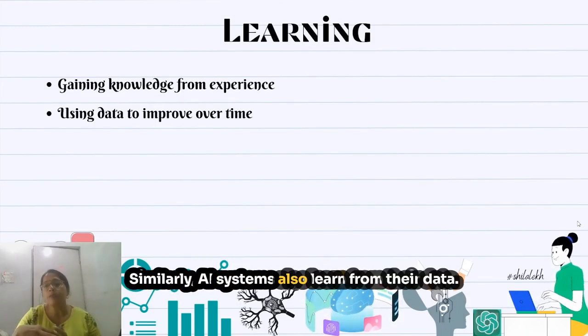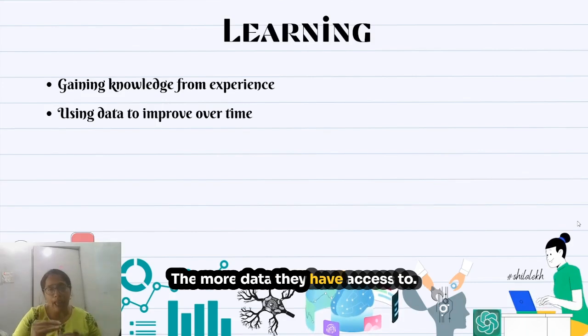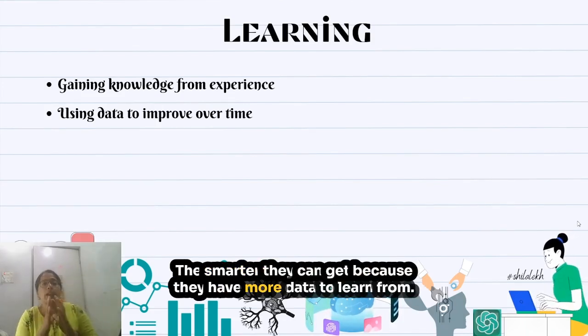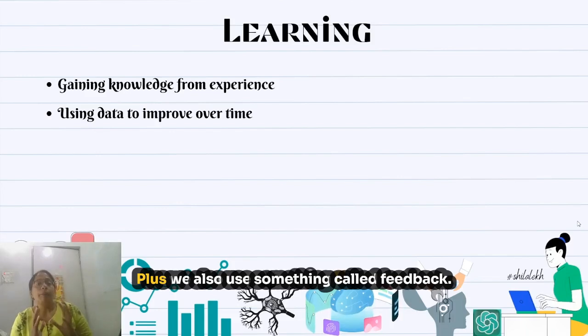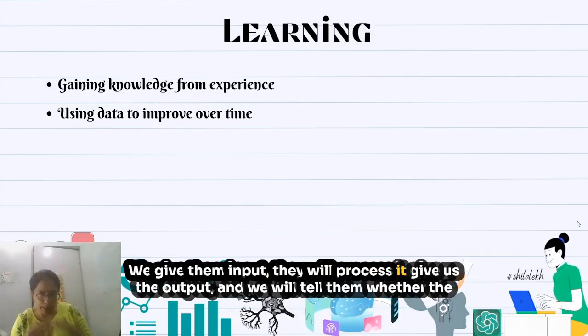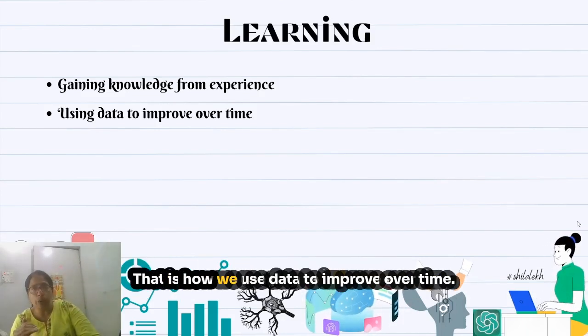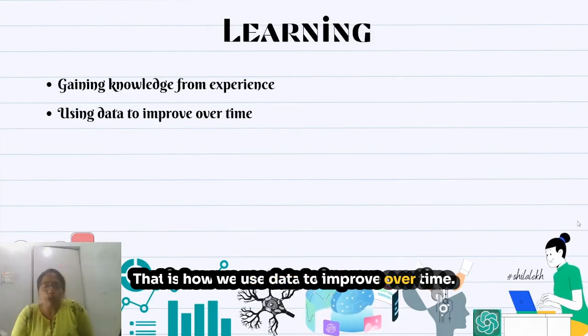Similarly, AI systems also learn from their data. The more data they have access to, the smarter they can get, because they have more data to learn from. Plus, we also use something called feedback. We give them input, they process it, give us the output, and we tell them whether the output that they have given is right or wrong. That is how we use data to improve over time.